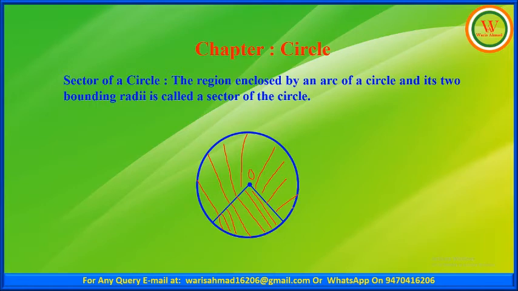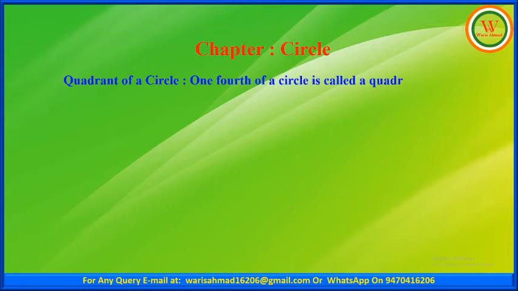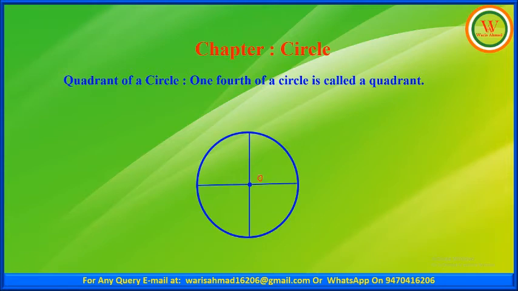Now the next topic is quadrant of a circle. One fourth of a circle is called a quadrant, meaning the one fourth part of a circle is termed as quadrant. Let us consider a circle with center O. If we divide this circle into 4 equal parts by the diameters, we have divided this whole circle into 4 equal parts. So this first part is termed as the quadrant of the circle.